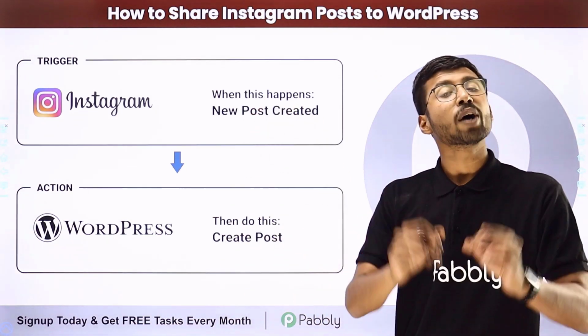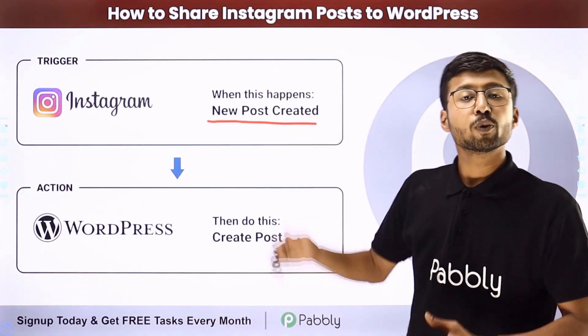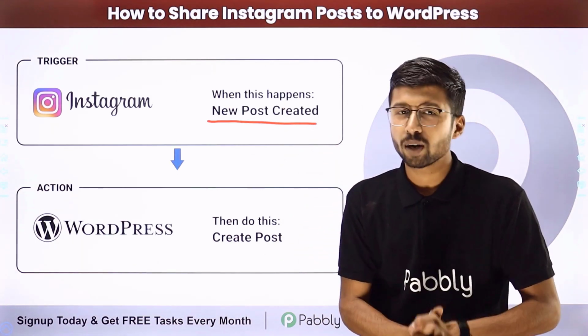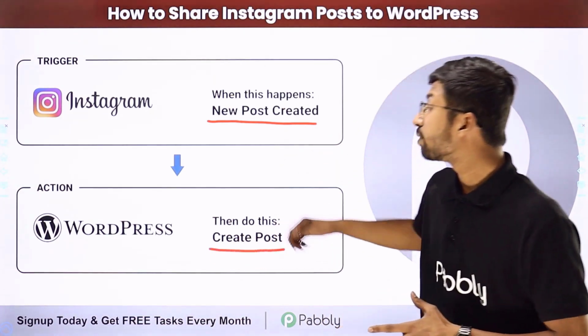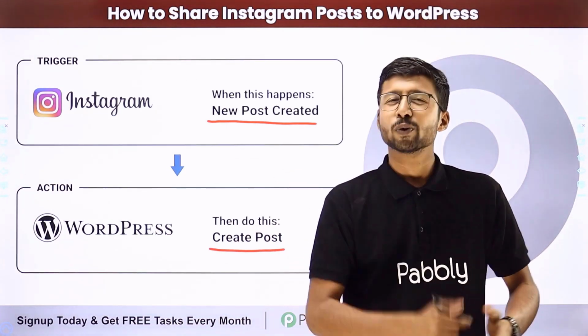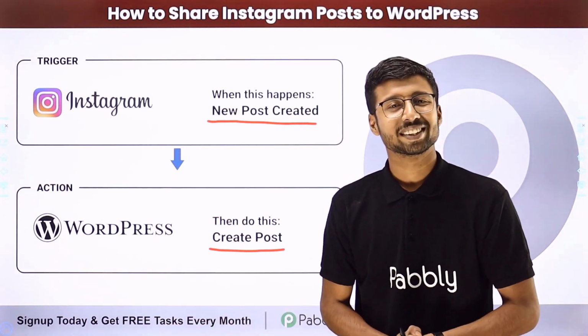So in this video, we are going to set up an automation in which whenever we create a new post on Instagram, whenever we share a new picture with some caption on Instagram, the same picture and the same caption will be created as a new post in our WordPress account as well. That too automatically. Now guys, how can you set up this automation? To know this, you have to come with me to my screen.